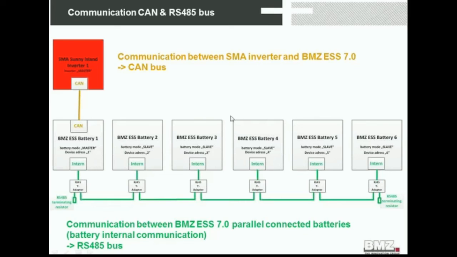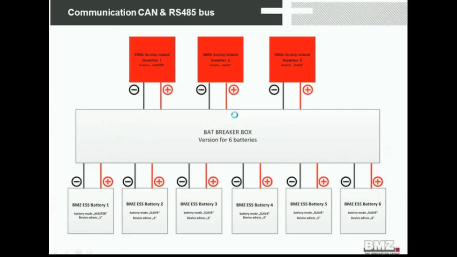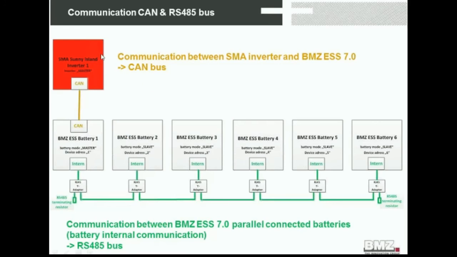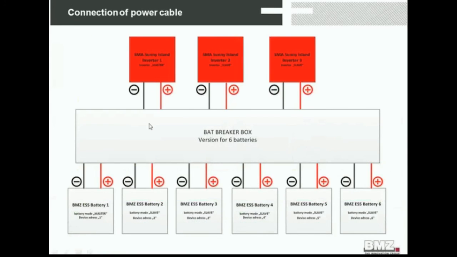Here you need the bat breaker box. Once again, this is only communication, and this is connecting the power, plus pole and minus poles. And on the bat breaker box, you install the BMZ ESS batteries, 1 to 3 stacks, and you install the SMA Sunny Island inverters, 1 to 3.